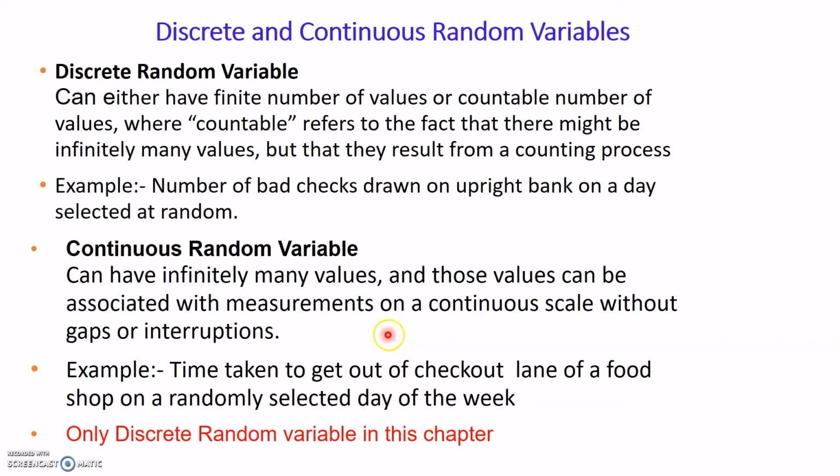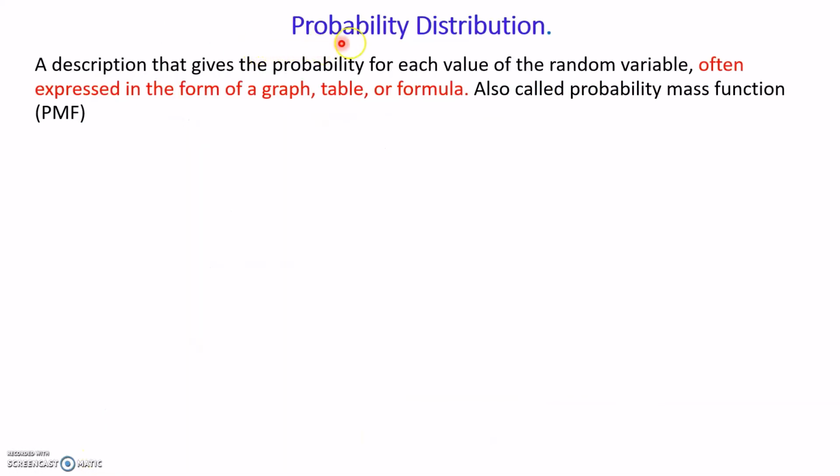So remember, random variables come in two flavors. One is called a discrete random variable, and the other one is called a continuous random variable. If the value of the random variable comes to you as a process of counting, it's a discrete random variable. And if the value of the random variable comes to you as a process of measurement, it's a continuous random variable. Now let's see what a probability distribution is.